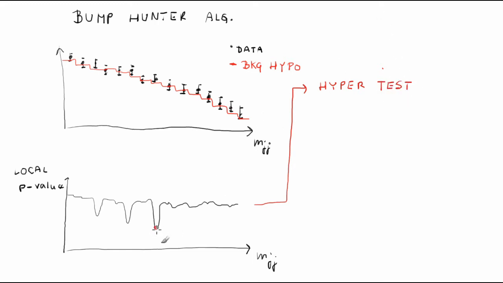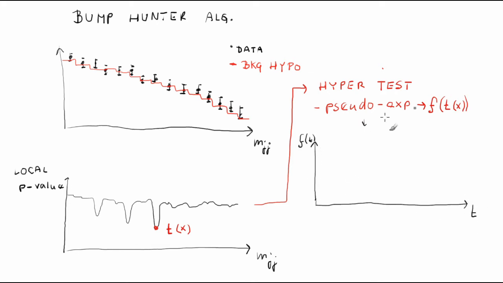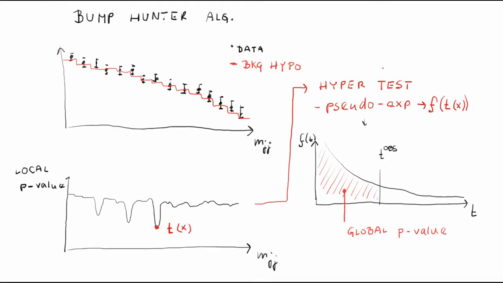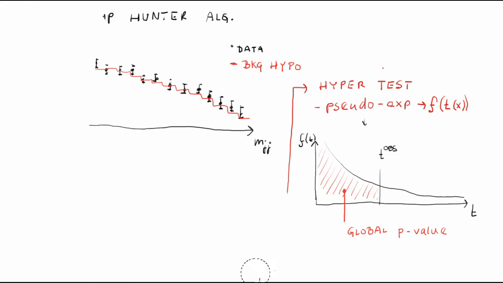The test statistic used in the hypertest is the lowest p-value from the one-bin tests. Of course, the distribution of this test statistic has to be determined with pseudo-experiments. Then, the global p-value is given by the integral from the observed value of the test statistic down to 0. In the bump hunter case, it was possible to account for the look elsewhere effect in a rigorous way.